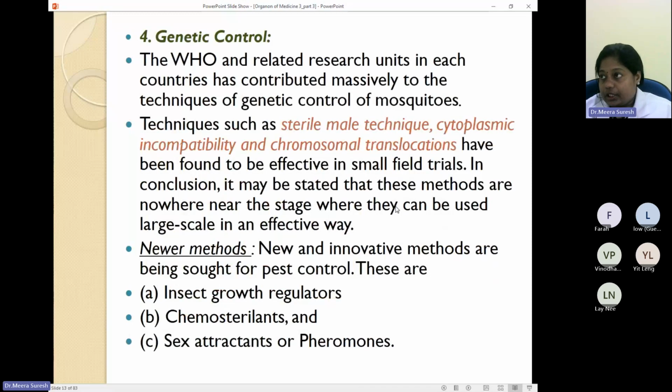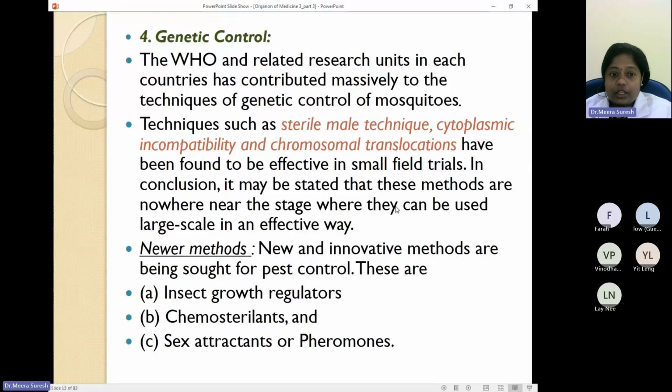Then the last one is genetic control. So nowadays, many studies are being done in genetic control, but if it is developed and if we can do it on a large scale, then it is one of the best methods to follow. But even at this stage, it is only in a developmental stage, like studies are being done only. So until this is properly developed, we have to rely on other methods, especially the environmental method and also the insecticides.